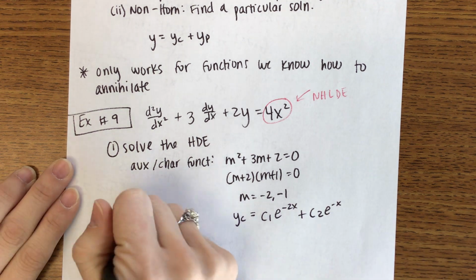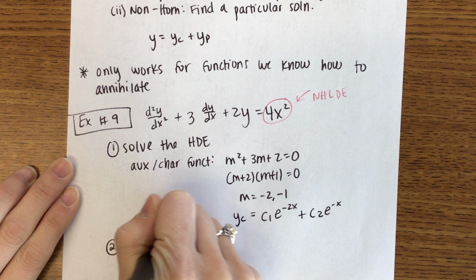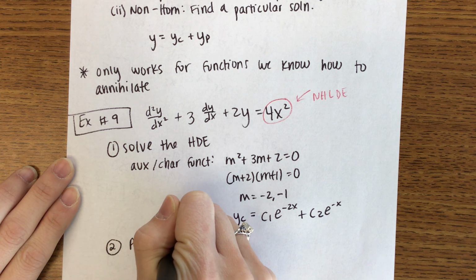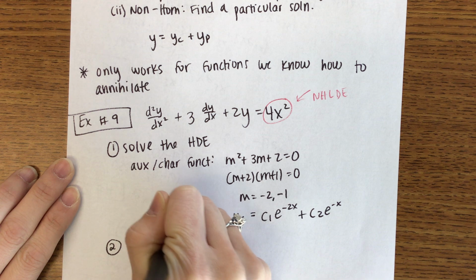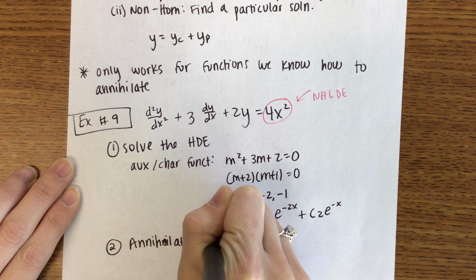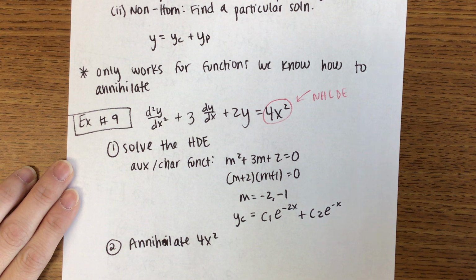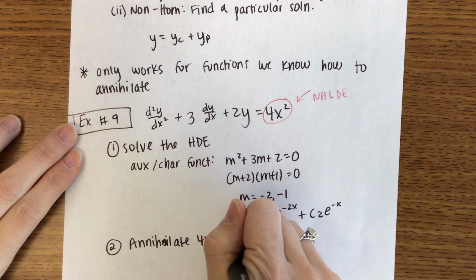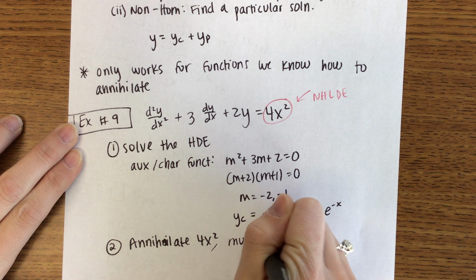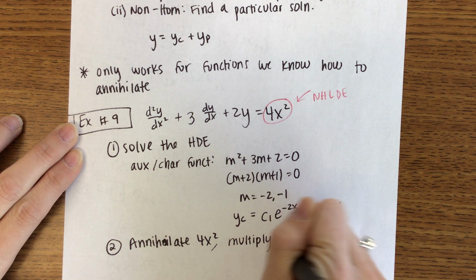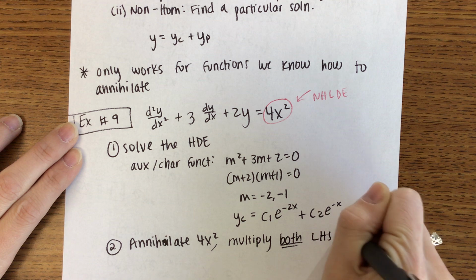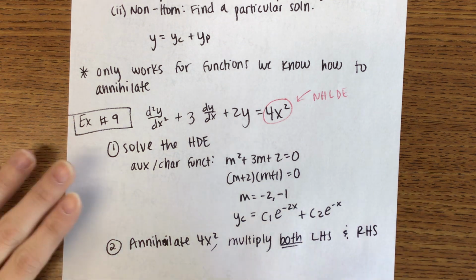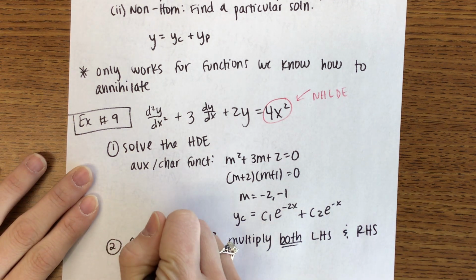Okay, so next step is we need to annihilate that 4x squared. What would we use to annihilate the 4x squared? D cubed. Okay, you are going to multiply both, this is really important, left-hand side and right-hand side of your equation by d cubed.